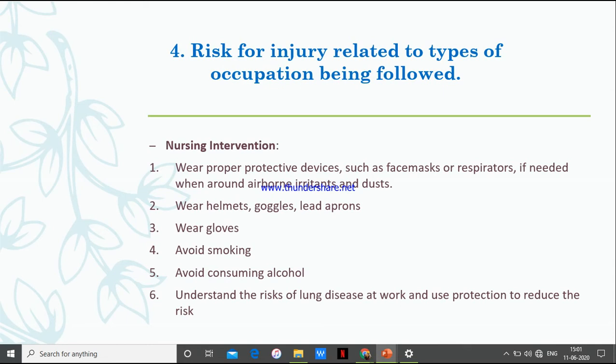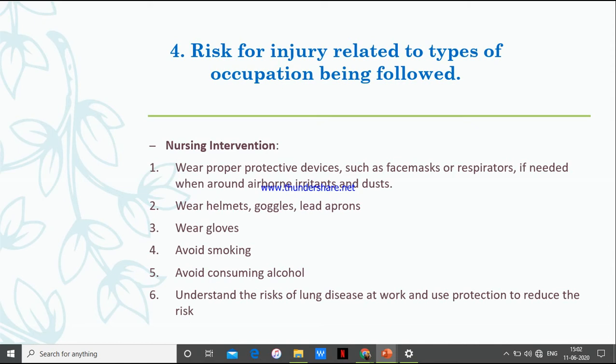Next, the nursing diagnosis is risk for injury related to the type of occupation being followed. To prevent such risk, there are some preventive measures. The interventions are: we have to tell them to wear proper protective equipment, such as face masks or respirators if needed, when around airborne irritants and dust. Like cotton factories, jute factories or textile factories, where there are many irritants and dust which are airborne.